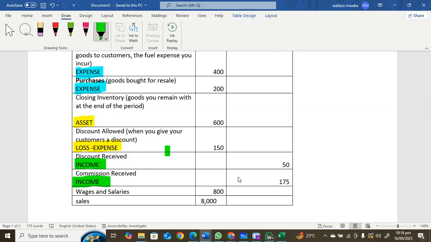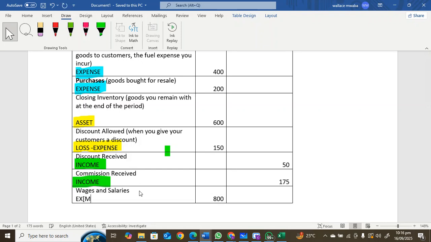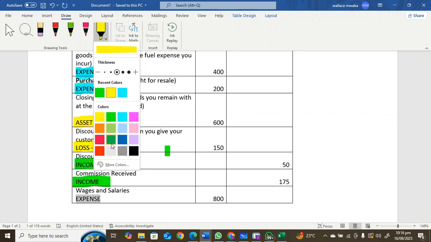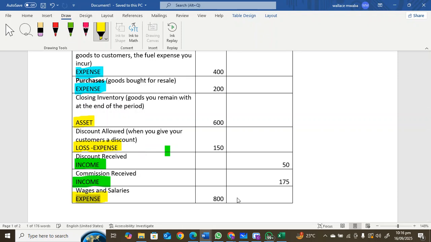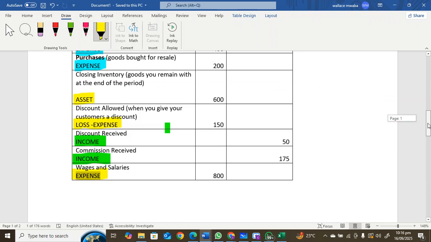So income, revenue, credit side. Okay, wages and salaries, self-explanatory. This is an expense. Expenses, debit side. So we're in the correct place.